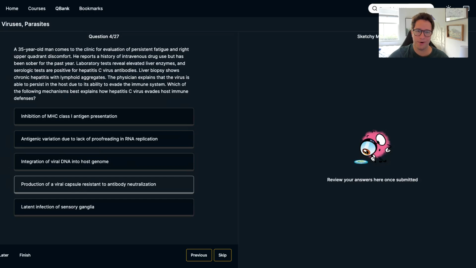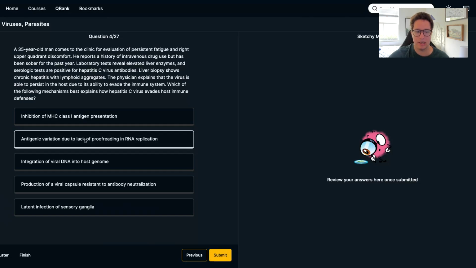Capsule, again, more for pathogenicity and not necessarily evasion. Not really integration, this is HIV. And then I'm really between A and B here. I don't entirely remember A, but I do remember something about B. And when I come into a 50-50 and I don't really remember this that well, if I have that little brain blast or anything like that, I'm going to go with that answer. So I definitely think it's this one, and let's find out.